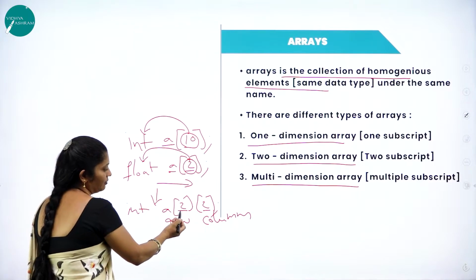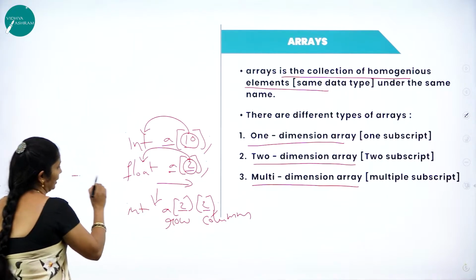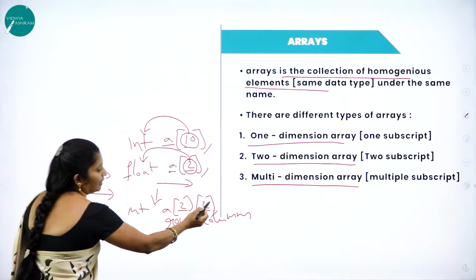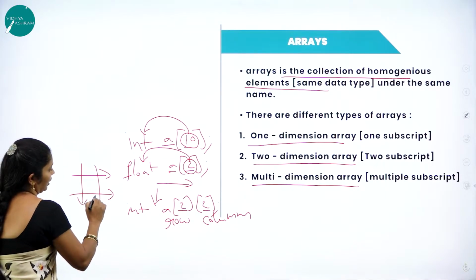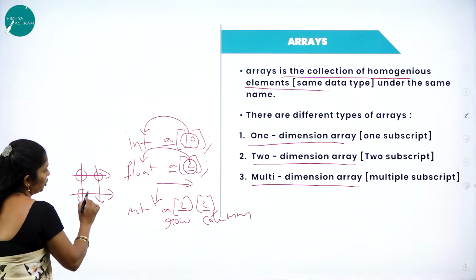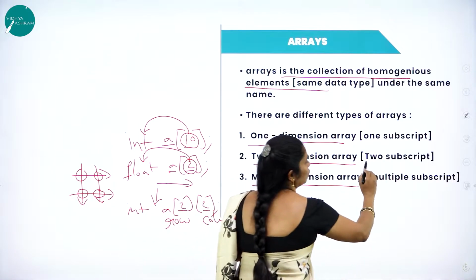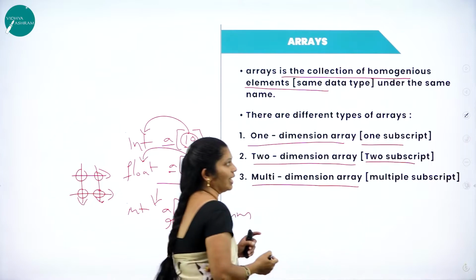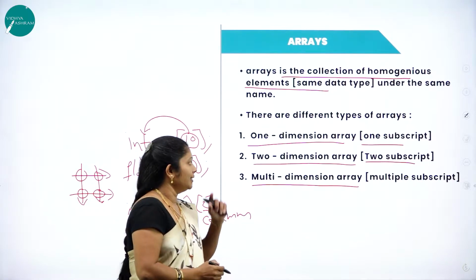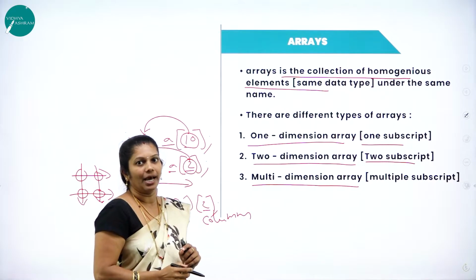For example, here if you have 2:2, then totally we have 2 rows and 2 columns. Then maximum here it can store 4 elements. A two-dimensional array has 2 subscripts, a one-dimensional array has 1 subscript. And the next one, multi-dimensional array.